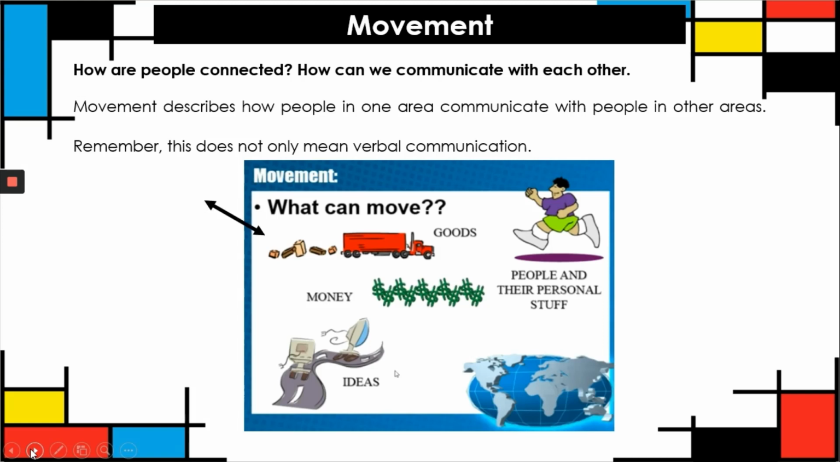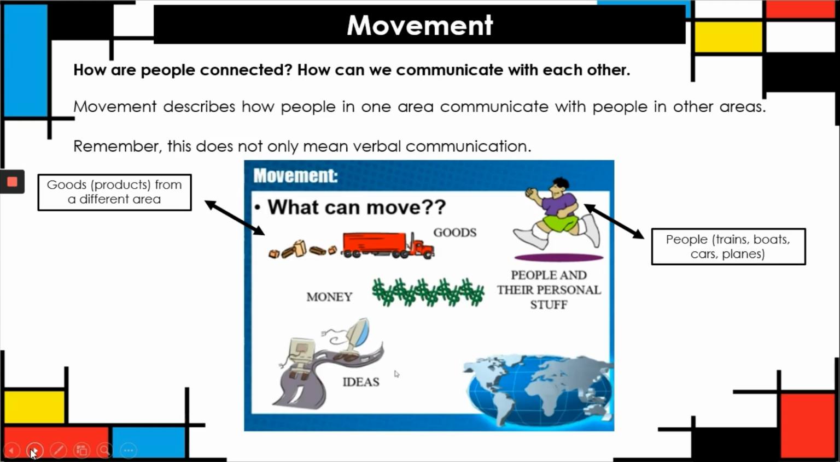For example, goods. Goods, products, they can move from one area to another. Like we could get potatoes from the highlands up to the coast, or lemons from Piura to Trujillo. Another way things can move are people. Okay, people move, people travel, people move using trains, people move using boats, people move using cars. Okay, they move around a country, around a city.